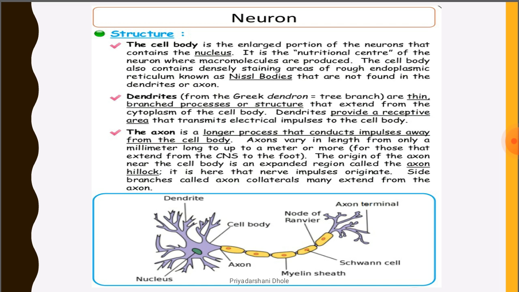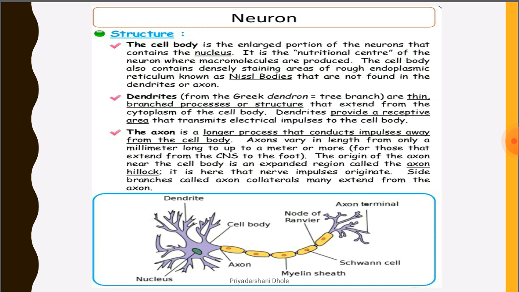The next part is the dendrites. They are like tree branches. They are thin branching processes or structures that extend from the cytoplasm of the cell body, and these dendrites provide a receptive area that transmits the electrical impulse to the cell body.